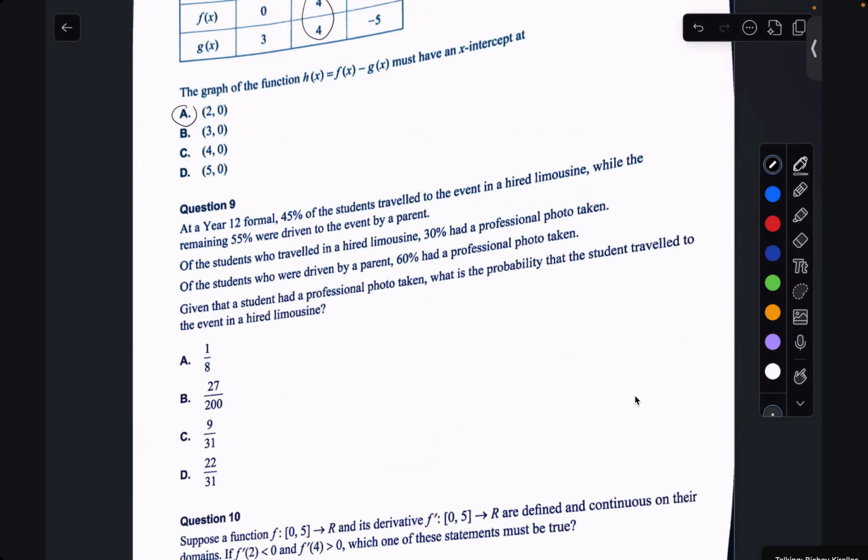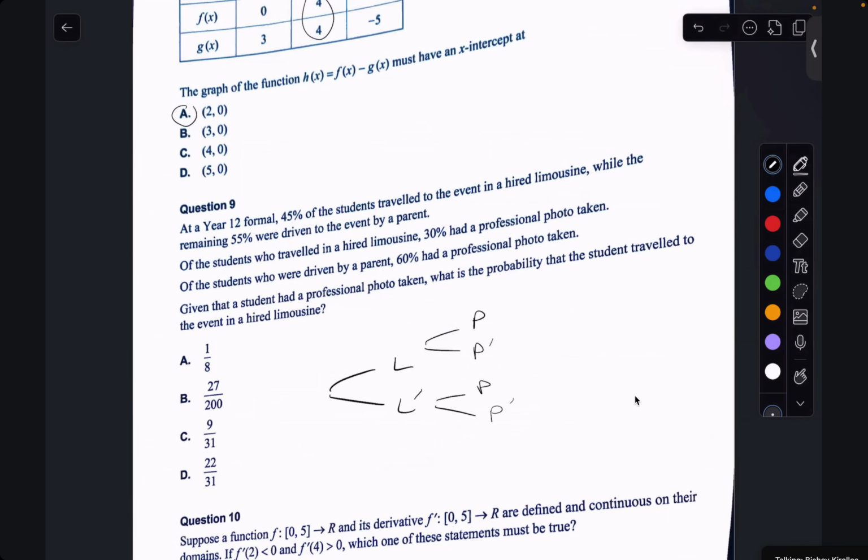For this one, 45% of the students travel to the event in a limousine, 55% were driven by a parent. Of the students who traveled in a hired limousine, 30% had a professional photo taken, 60% had a professional photo. Okay, so we want to know a given probability. So let's just draw a tree diagram. They either took a limousine or they didn't, and they either took a photo or they didn't.